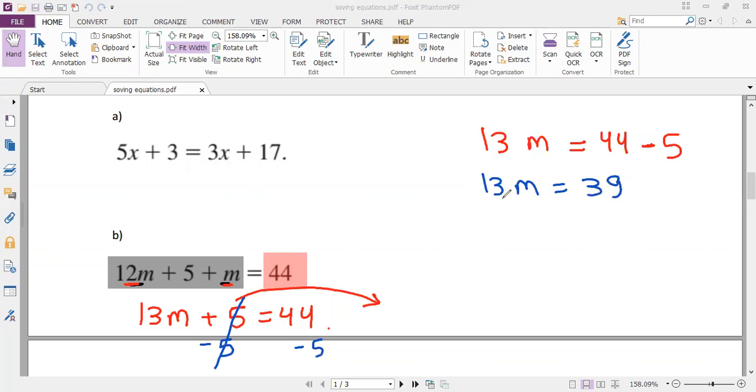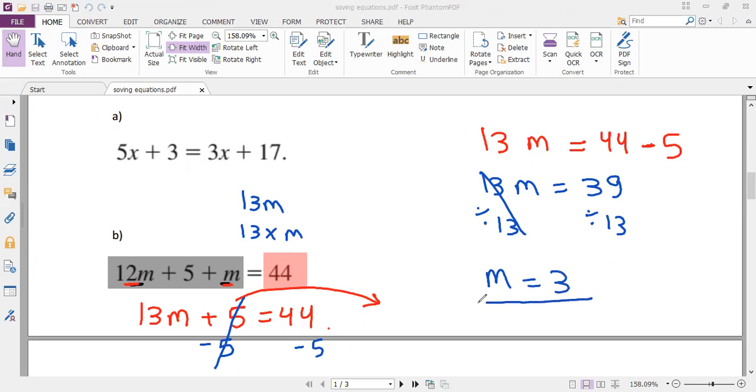And to get rid of 13m, because 13m means 13 multiplied by m, divide by 13 on both sides. So we ended up with m equals 39 divided by 13, which is 3. So the value of the variable m is 3.